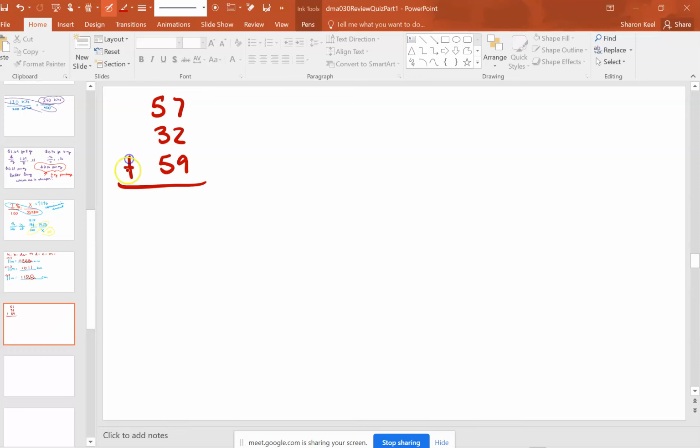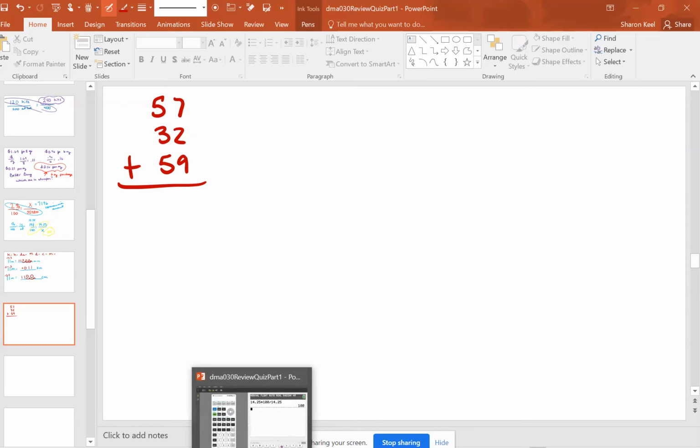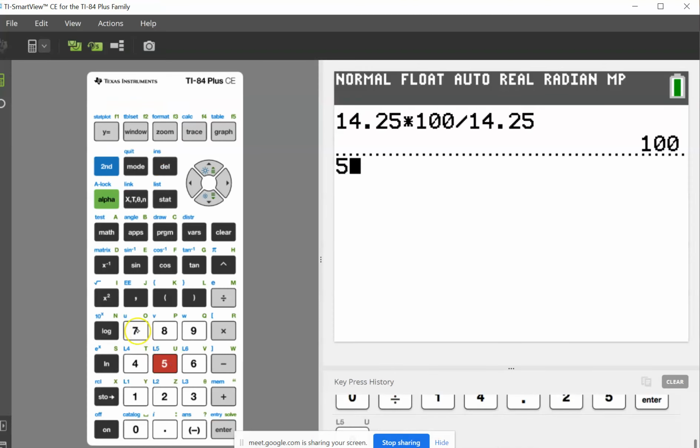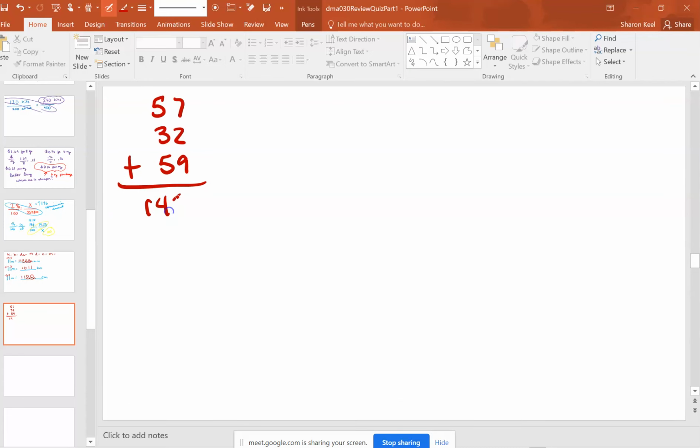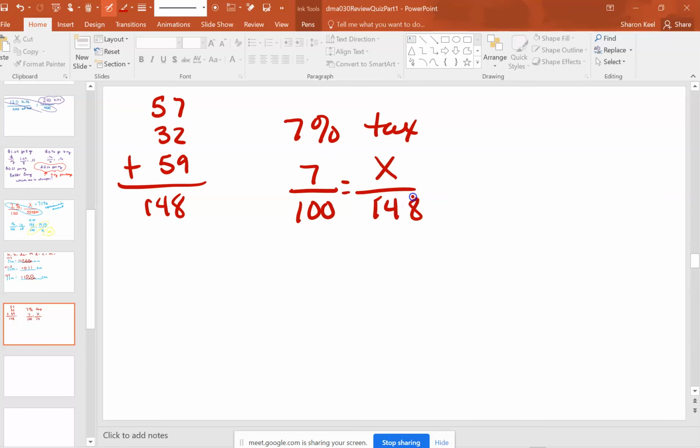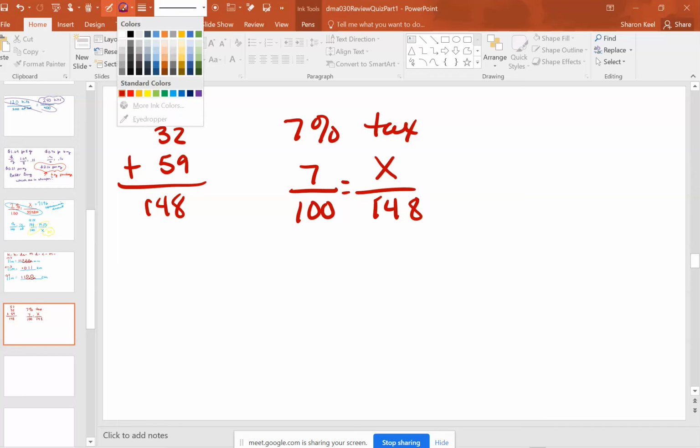We're going to add those 3 values together. 57 plus 32 plus 59. That's 148. And we have a 7% tax. So the percent goes over the 100. We're trying to calculate the tax amount, and the purchase is 148.